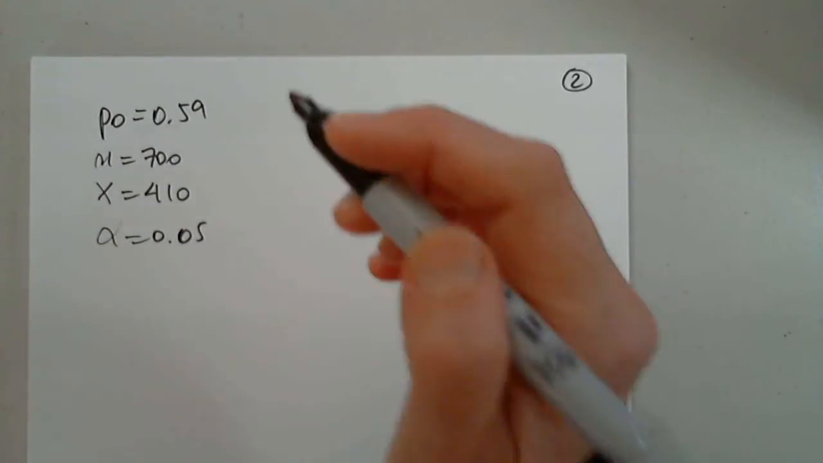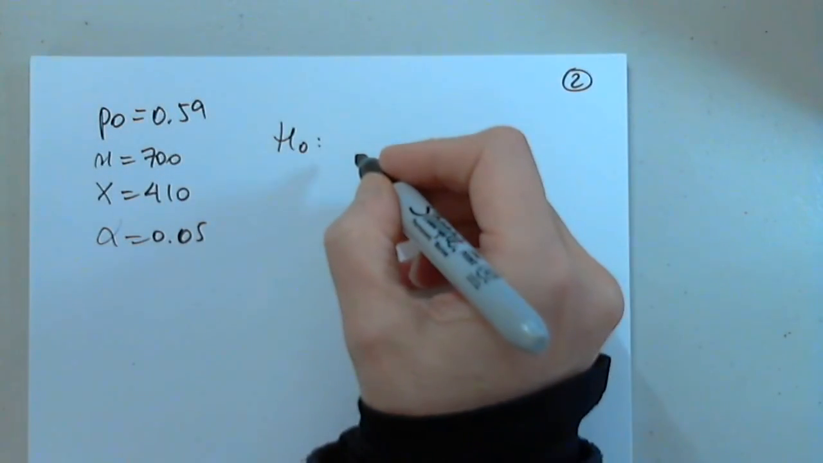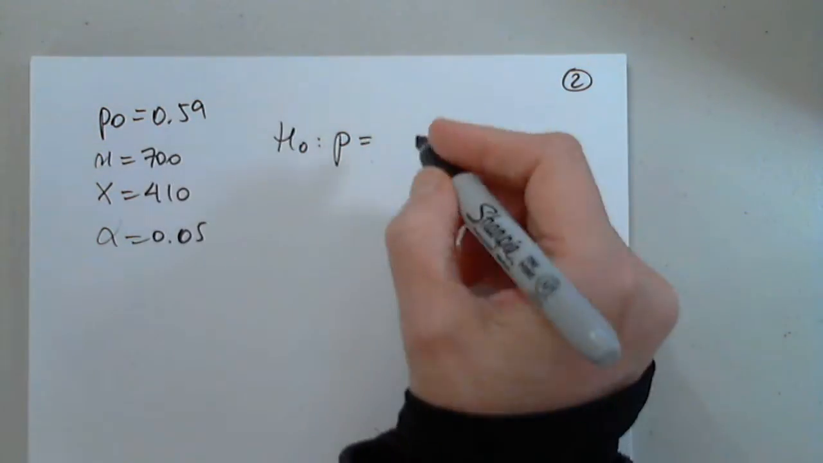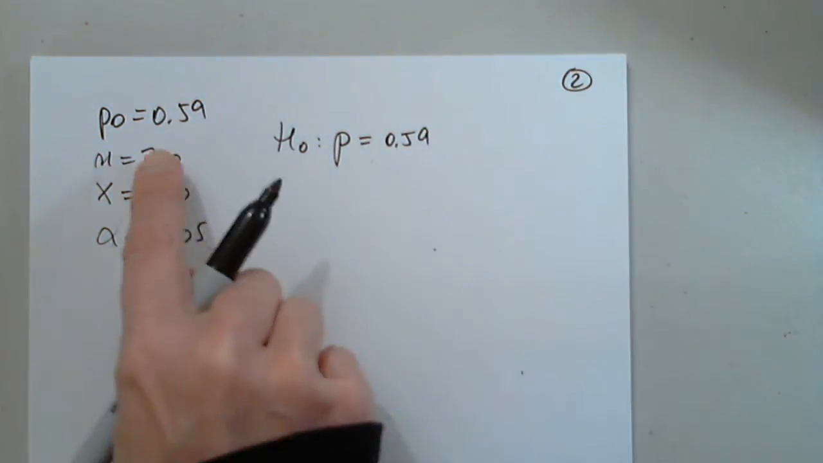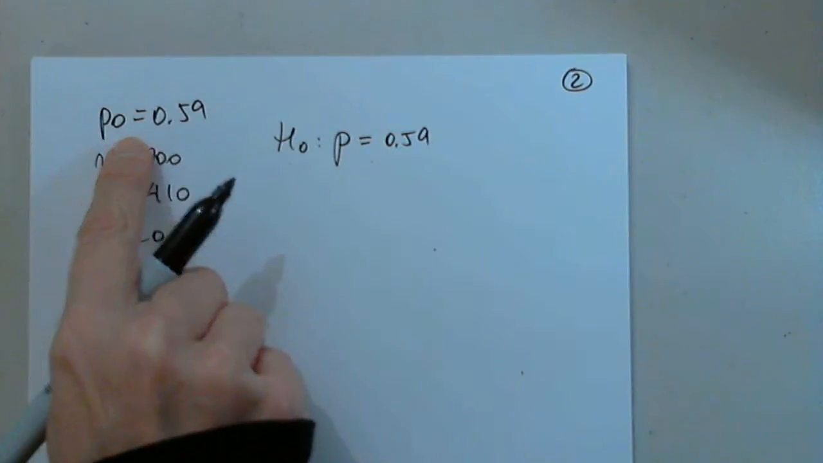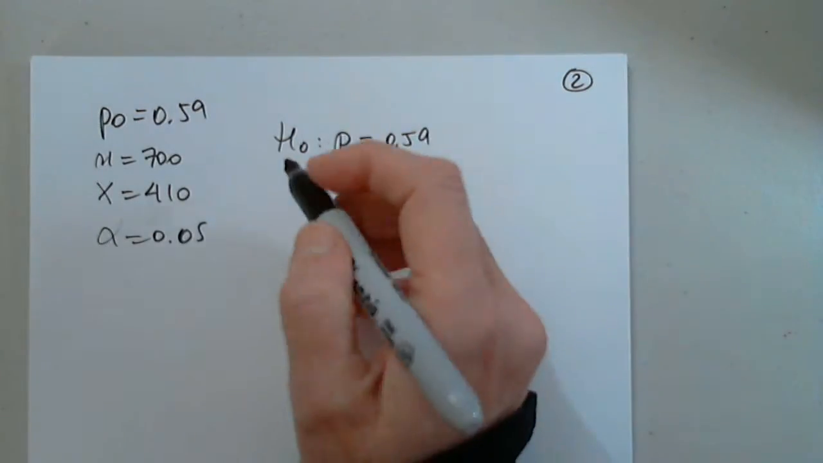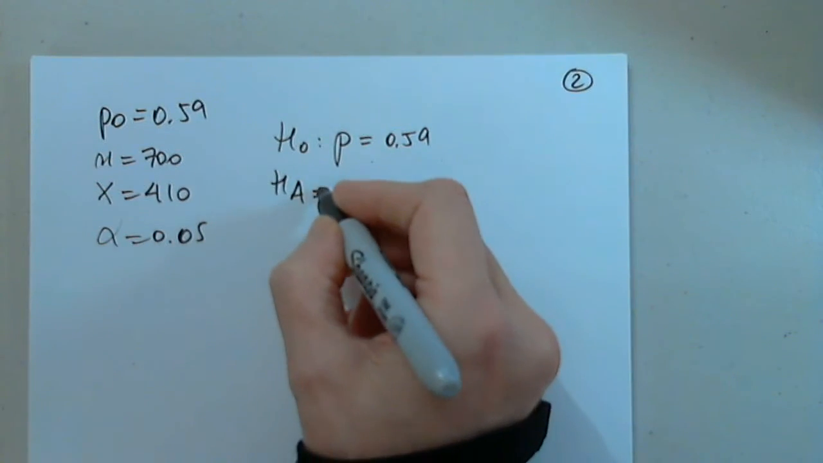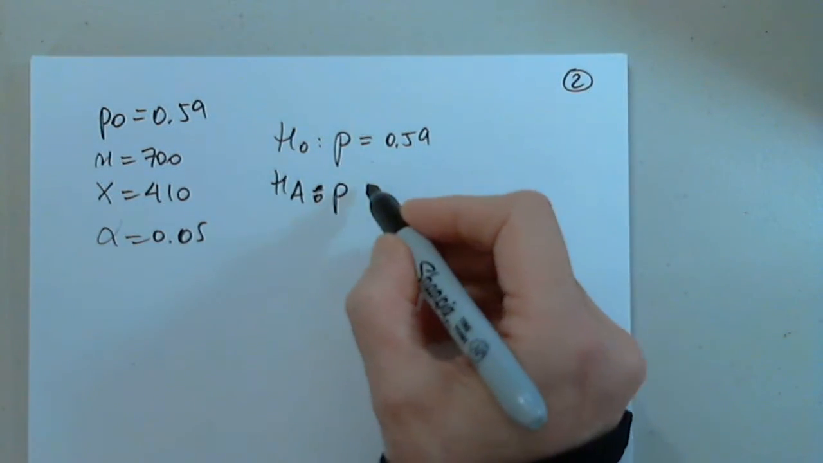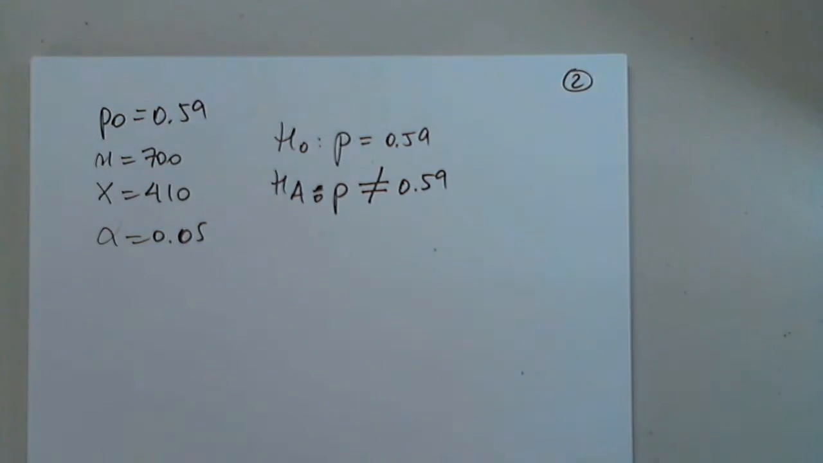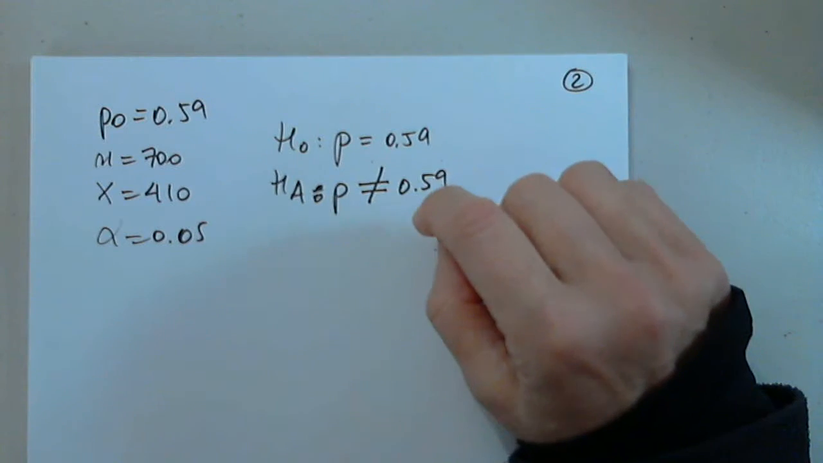So I immediately write the null hypothesis as P being the same. This is where P0 is coming from, so P0 and H0. That's why this is the number that we need to use. And the alternative has changed. It does not give direction. It doesn't say increase or decrease. It only says it's not the same.